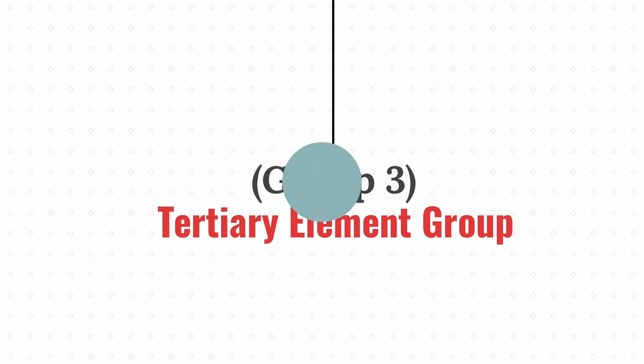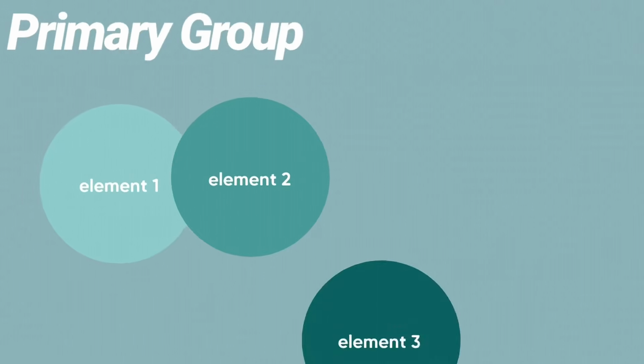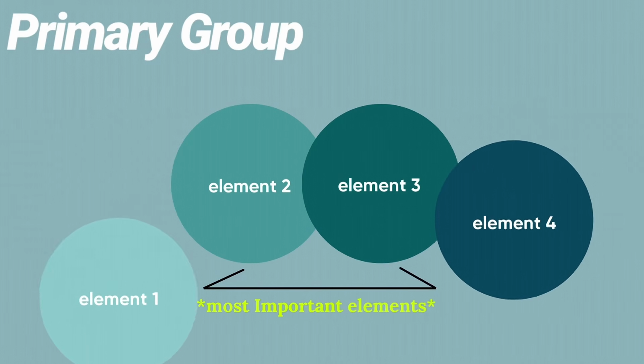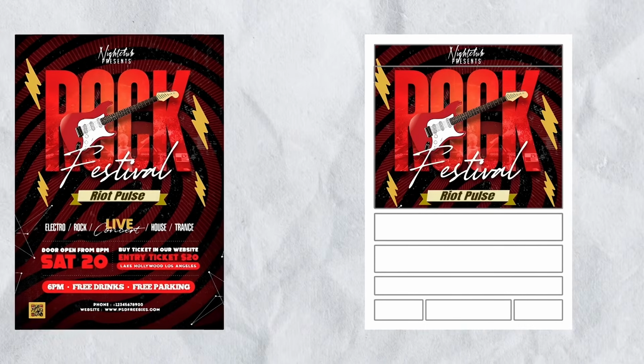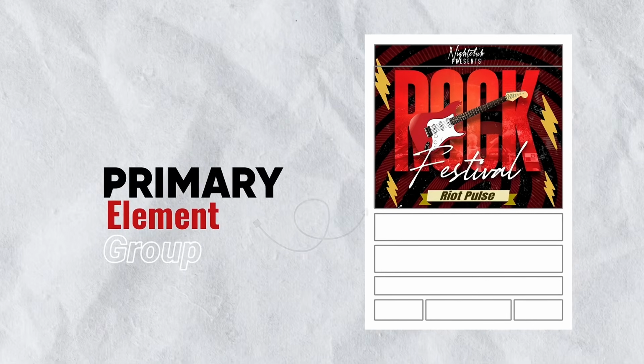In this first group, we need to put in the elements we deem to be most important on the design itself. With the example of a music event poster design, we can say the event name and the relevant images go in this group as being most important.